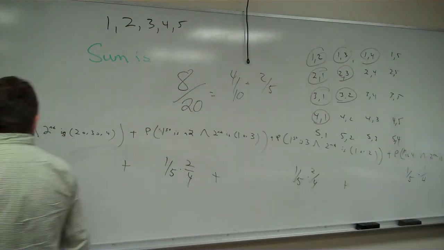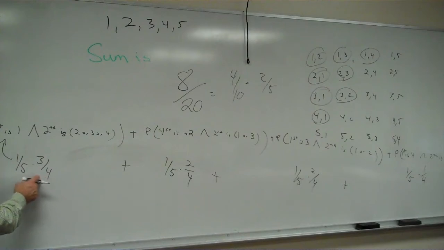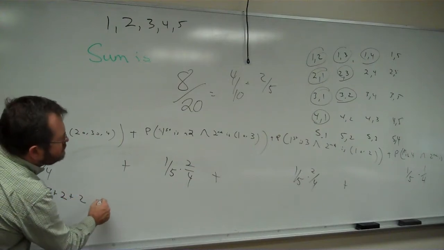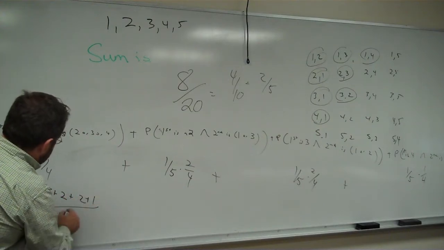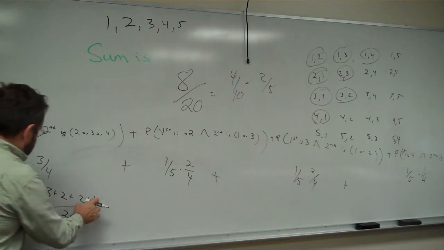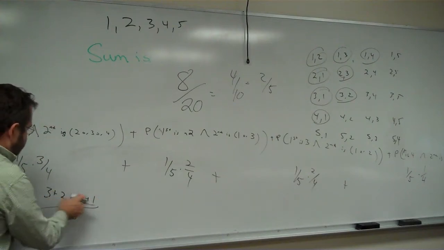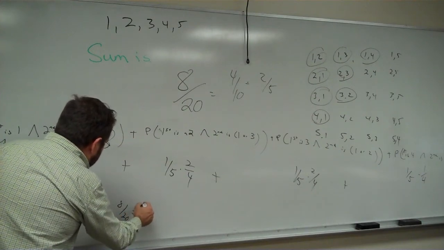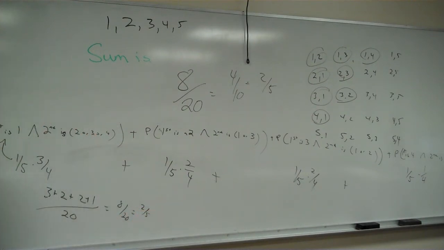If we add all this up, let's see, this is out of 20. So I made it have a common denominator there. This is 3 plus 2 plus 2 plus 1 out of 20, which is 4 and 4 is 8, 8/20ths, which divided by 4 is 2/5. Holy crap, even I wasn't expecting it to actually work that time.